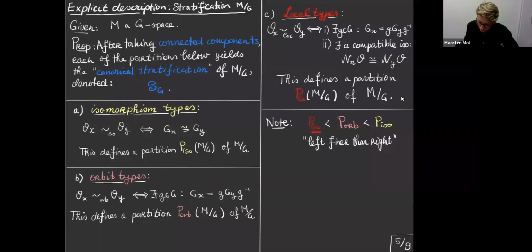All right, and so these are three different partitions. One is finer than the other. But as I said, after taking connected components, they give the same stratification, and therefore they all tell you something about the stratification. So this one is somewhat easiest to compute, but this gives you the most information somehow.